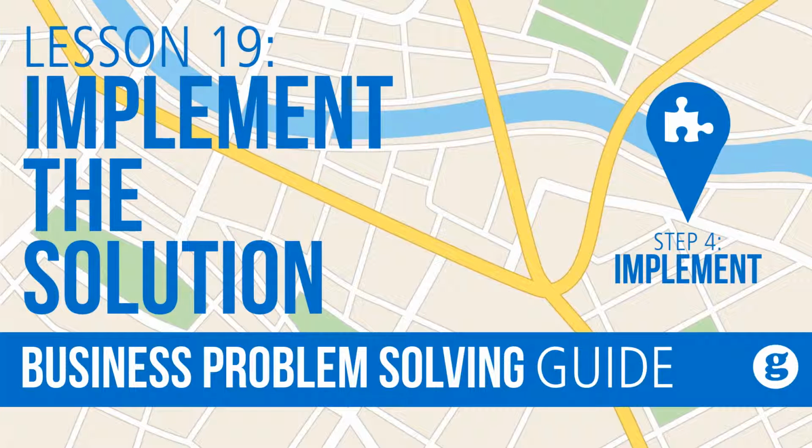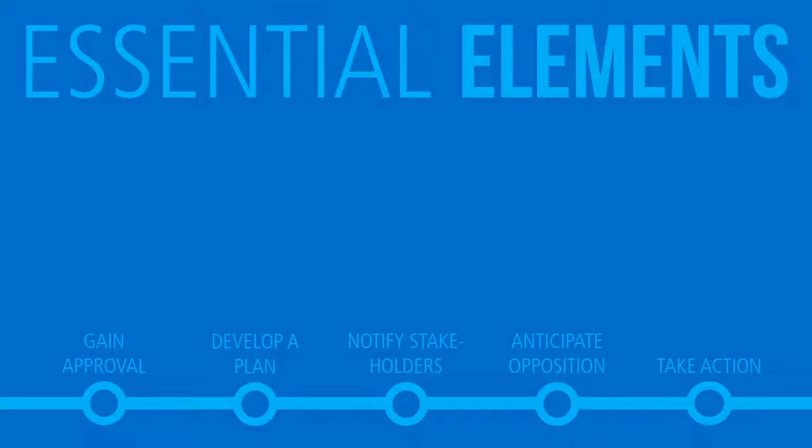Moving from brainstorming to implementation is a significant milestone when you're solving a problem, because implementation is when you've made a decision and you put it forward to stakeholders. Take action, and remember that in most cases it's better to act decisively with a good solution than it is to plan endlessly looking for a perfect one. Let's take a look at the essential elements of implementing the solution.